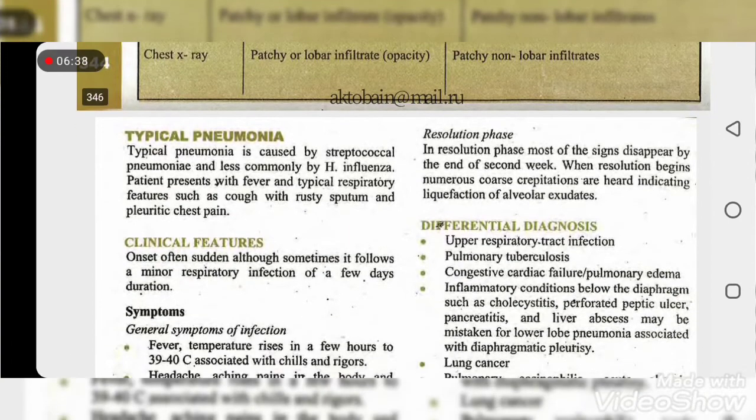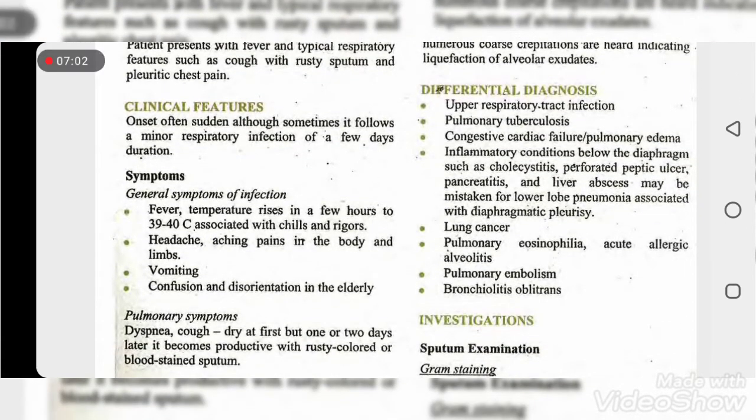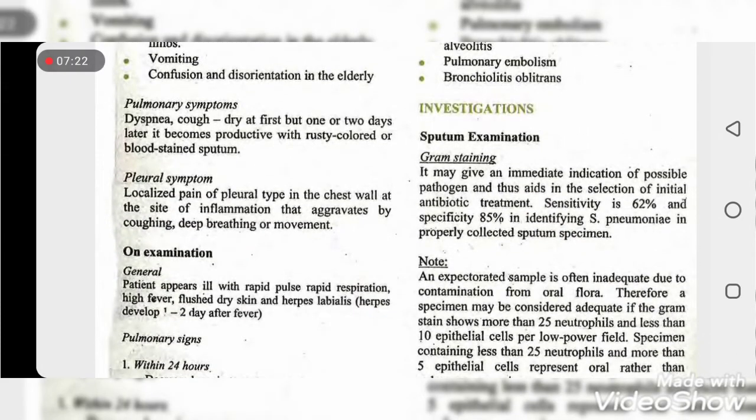So what is typical pneumonia? Typical pneumonia is caused by Streptococcus pneumoniae, which we talked about first, and less commonly by H. influenzae. Patients present with fever and typical respiratory features such as cough, purulent sputum, and pleuritic chest pain. Clinical features: onset is sudden, sometimes following a minor respiratory infection of a few days' duration. Symptoms: fever rises to 39 to 40 degrees centigrade associated with chills. Headache, aching pain in the body, vomiting, confusion, and disorientation. Pulmonary symptoms: dyspnea, shortness of breath, and cough. Pleural symptoms: localized pain at the chest wall at the site of inflammation, aggravated by coughing, deep breathing, or movement.